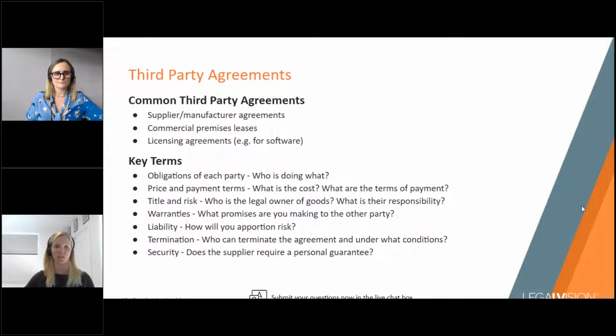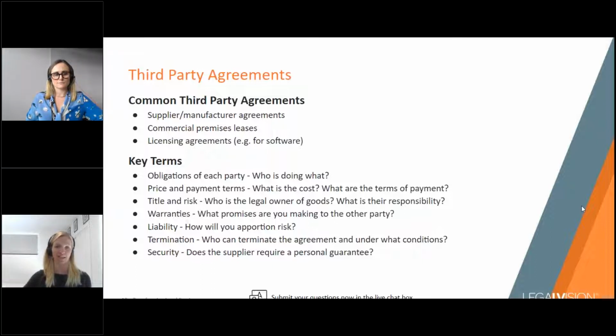Title and risk, so when do the goods become yours, and when do you take risk in the goods, so when do they become your responsibility. It is very normal for title to pass on payment of the price, so once you pay your supplier or your manufacturer for the goods, then they become yours, and often risk will pass on delivery. So for example, if you are having goods shipped to your premises, once they arrive at your premises, then they're your responsibility.